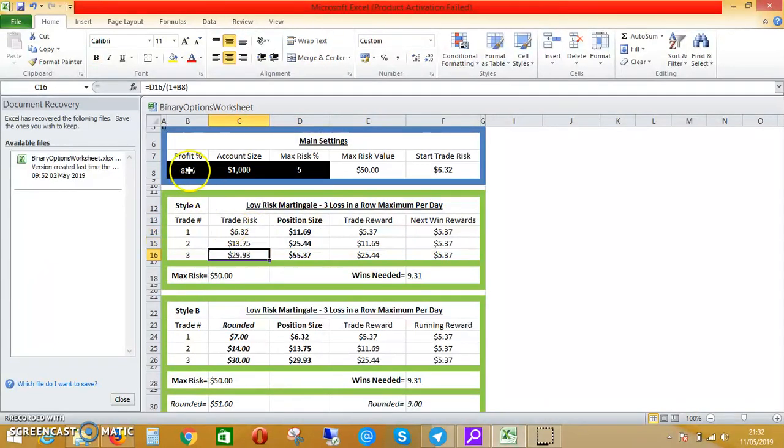I'll go over it again. This is profit expected from broker. This is account size. This is the maximum percentage you want to risk of your account size. Then this is trade 1, trade 2, trade 3. If you want to run this up, you can use trade 1, trade 2, trade 3, depending on the style of martingale you are using. This guarantees that you can manage your account, you won't burn it, and at the same time you can maximize profit with any signal.